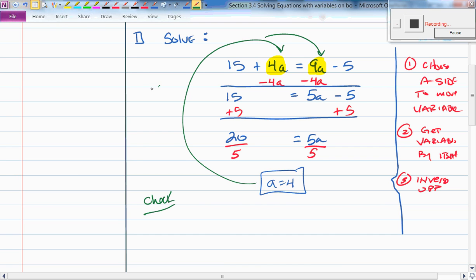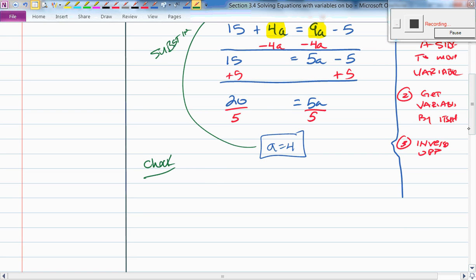We're going to substitute. Let's do it right now. 15 plus 4 times 4. Is that equal to 9 times 4 minus 5? Let's see here. This is 15 plus, how much is 4 times 4? 16. Is that equal to, what's 9 times 4?